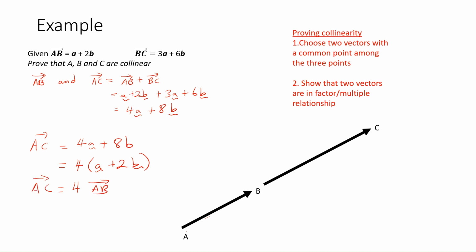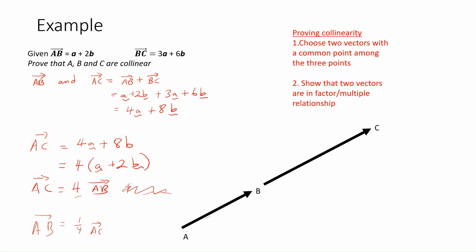So AC is 4AB. Isn't this a factor multiple relationship? Where your K this time is 4. Of course, if you reverse it and you put AB on the left, you're going to get 1/4. All right, so no matter what, as long as it's a number here, it works. But if you have extra things behind, plus something or minus something, then it doesn't work. That's not a factor multiple relationship already.